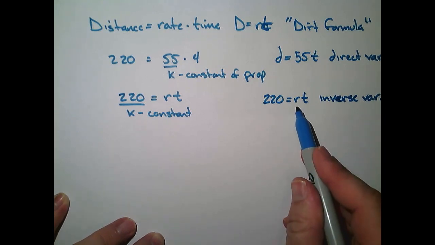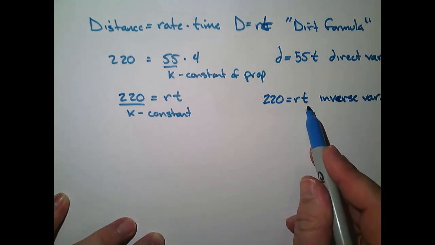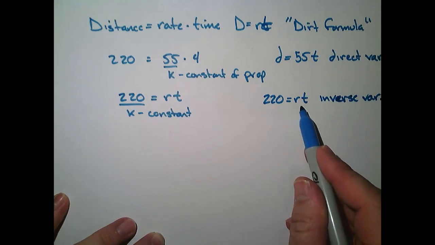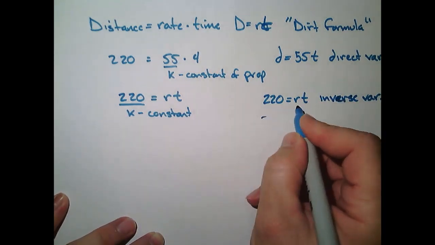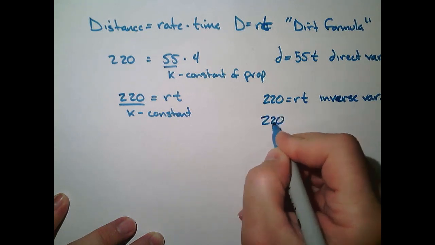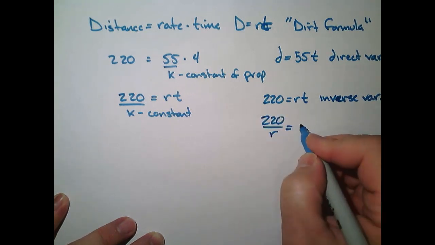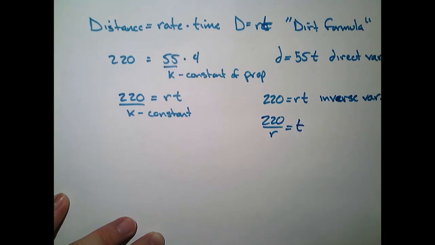Because the faster we go, the less time it's going to take. And so depending on which one we want to solve for, let's say we're solving for time based on our rate. So we divide both sides by R, and we get 220 over R equals T.